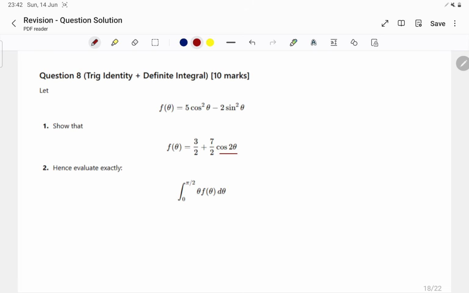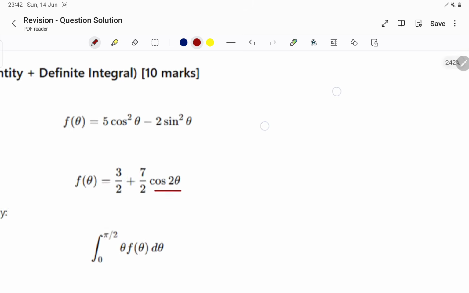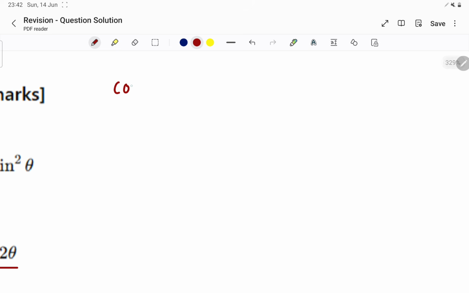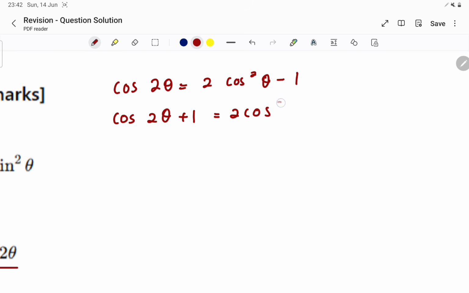If we look at the trigonometry identities, we have cos 2θ equal to 2 cos²θ minus 1. From here we can find cos²θ: move negative 1 to the right side, so cos 2θ plus 1 equals 2 cos²θ. Move the 2 to the left side also, then we get (cos 2θ plus 1) divided by 2 equals cos²θ.